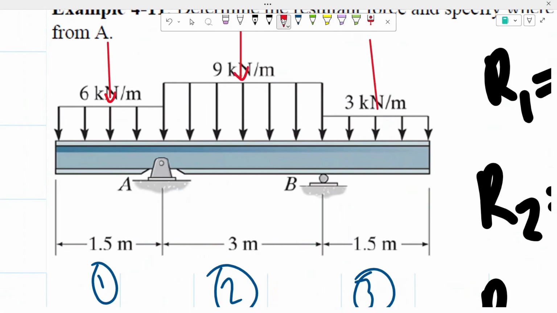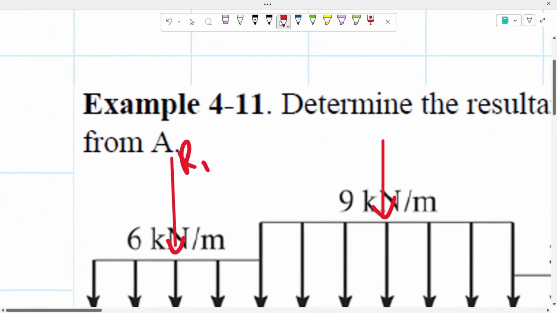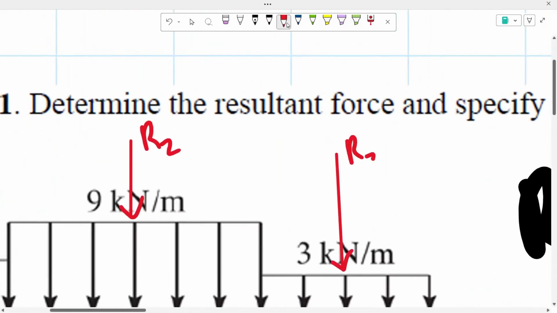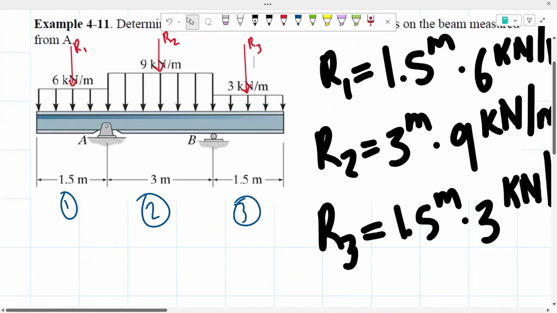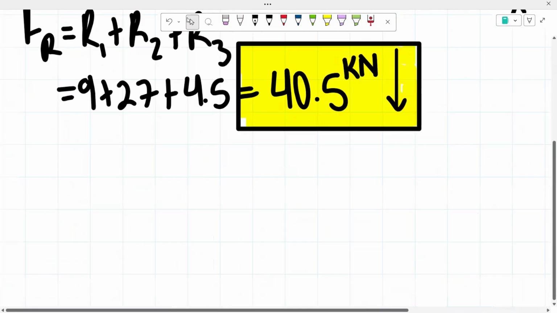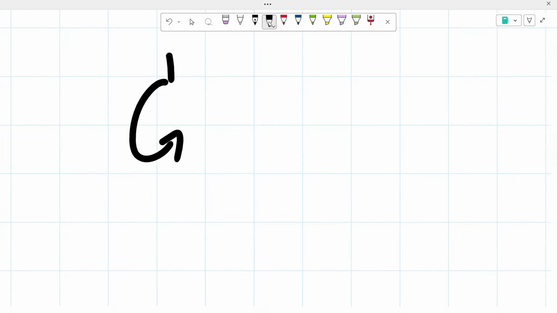Remember, we said mid-span, and the other one is about here, right? This is R1, this is R2, and this is R3. So now to determine the location of that resultant force, we're first going to pretend like we're taking the sum of the moments acting at point A. So remember, counterclockwise is positive.